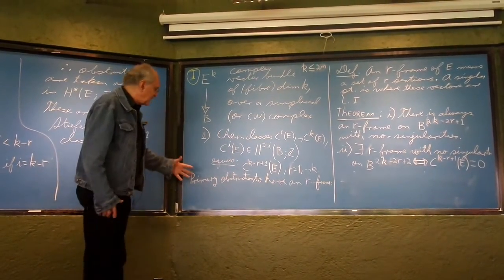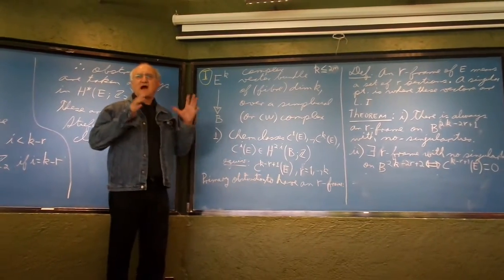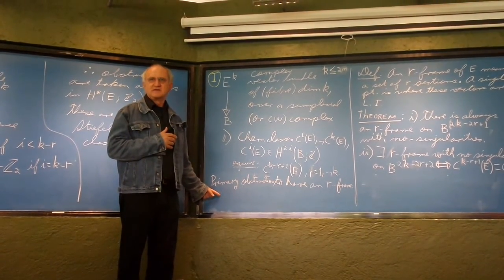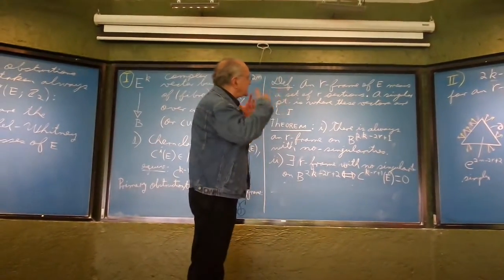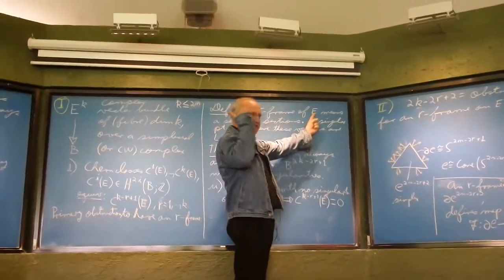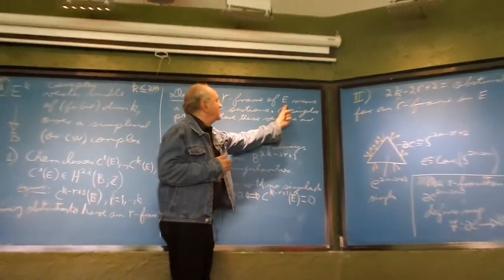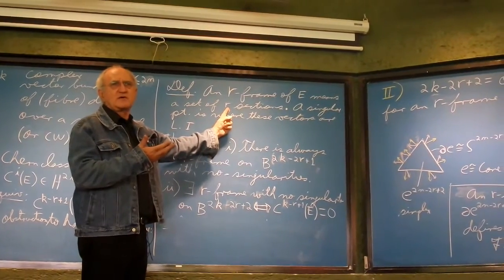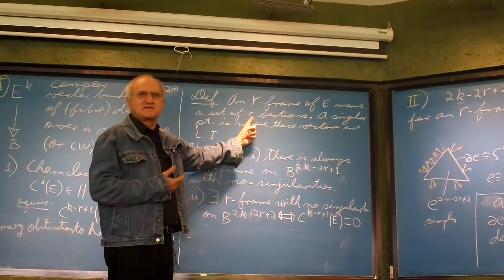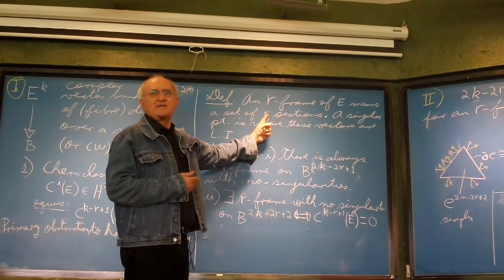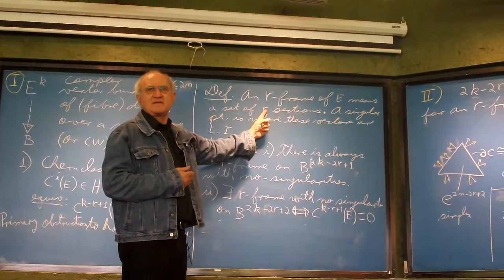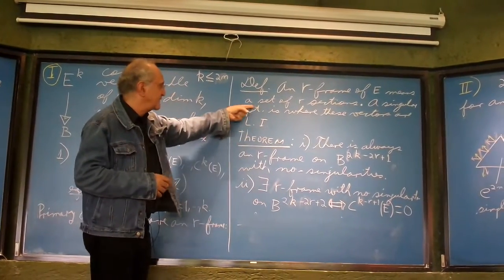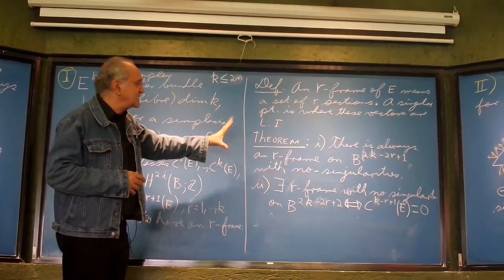I just mentioned that the Chern classes are the primary obstruction to have an r-frame. What primary means is the first possibly non-zero obstruction. Let me define that in general. If you have a vector bundle of dimension k, by an r-frame of E we mean a set of r sections of the bundle. When the bundle is a tangent bundle, we are talking about a set of r vector fields. The singularities of the frame are the points where these vector fields become linearly dependent, or maybe one of them vanishes. In any case, they are linearly dependent.